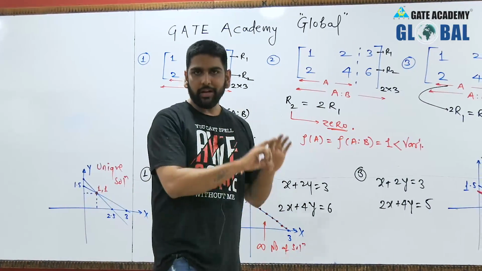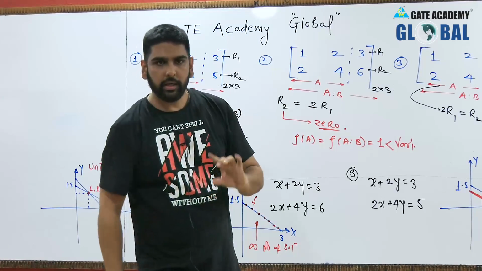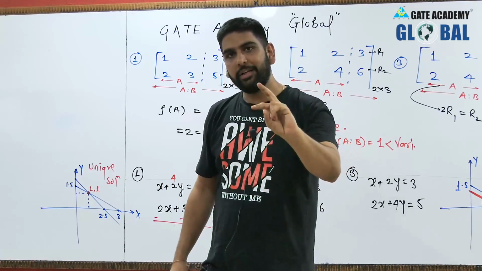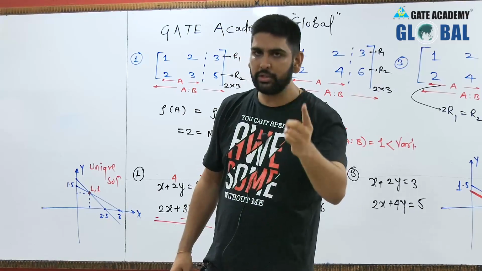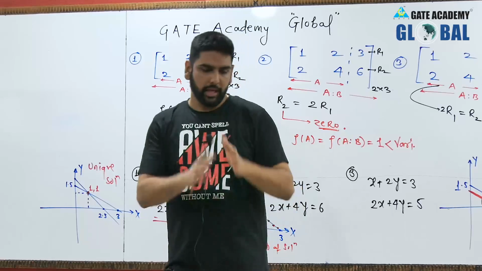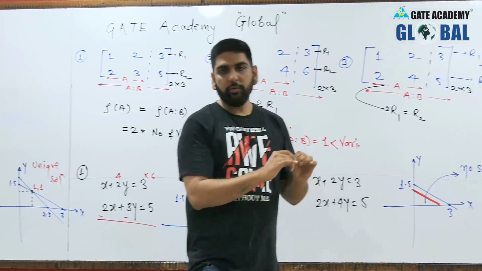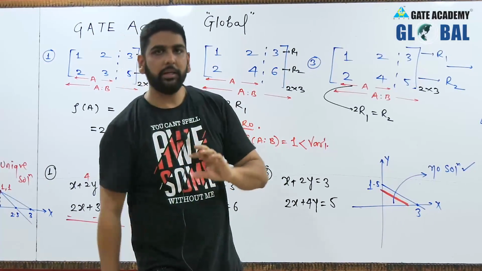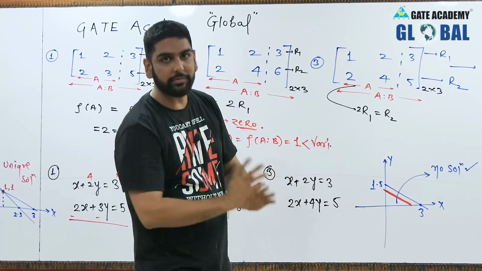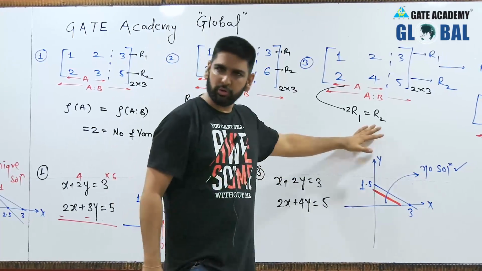If rank of A is equal to rank of AB, the system is consistent. It is having two solutions. First is the unique solution we have derived here, and second is the infinite solution. Number 2, rank of A is not equal to rank of AB, that means we are having only one case, which is my favorite case, no solution.